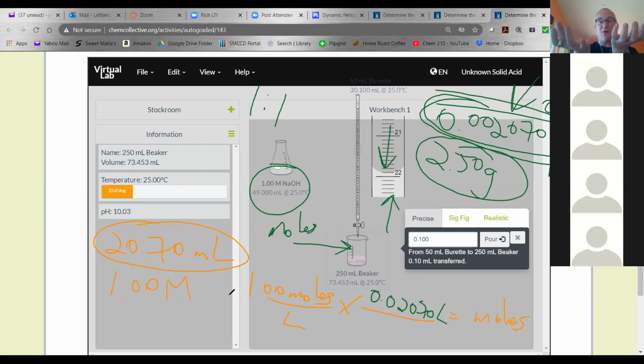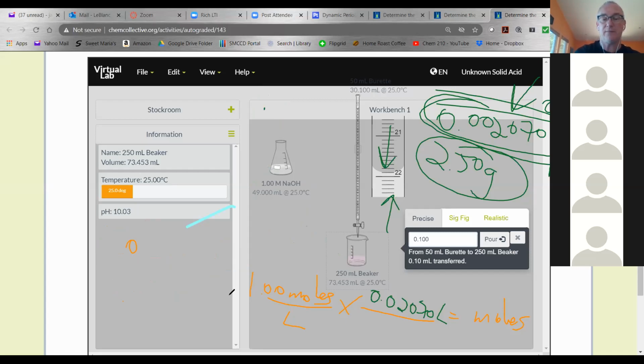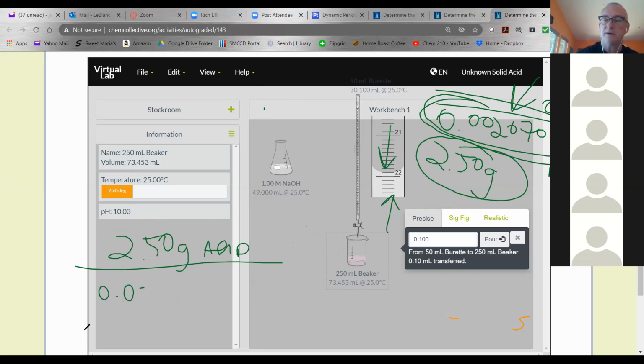So now that we have grams and moles together, what can we determine? Yes, we can determine the molar mass. Now we have all the information we need, because we figured out the number of moles, and we measured the number of grams. And molar mass is measured in what? Grams over moles. There you go. So we have 2.50 grams of acid, and we know that we measured 0.002070 moles. So the molar mass is in grams per mole.